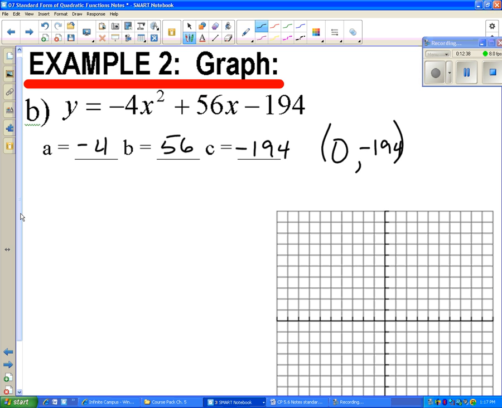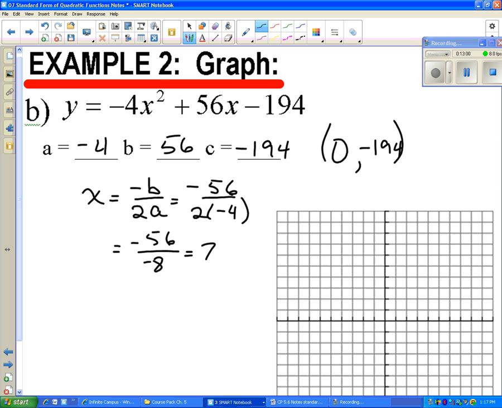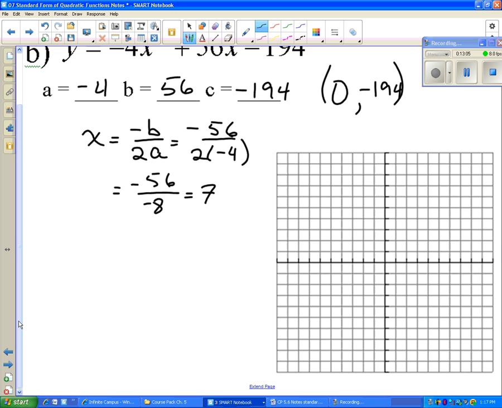What do I need to do instead? Well, let's go ahead and find the x-coordinate of my vertex. I'm going to say that x is equal to negative b over 2a. This is negative 56 over 2 times negative 4, which is negative 56 over negative 8, which is positive 7. So now I know two things. I know my axis of symmetry is 1, 2, 3, 4, 5, 6, 7.